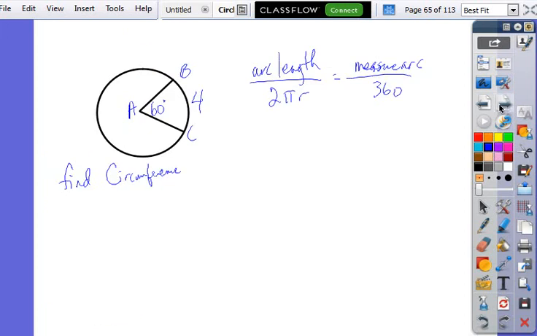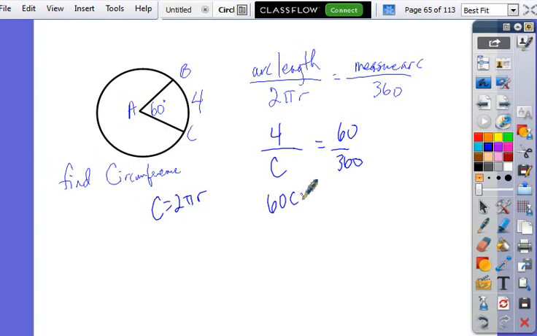All right, if it says find circumference, I'm going to do the arc length on the top. 2 pi r is C. So I'm going to put the C in that spot. The degree always goes over 360. Cross multiply, 60C, and you got to do the full cross multiplying on this one. I think that's right. And then divide.